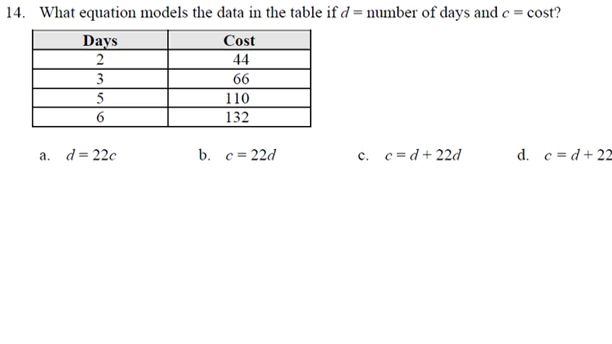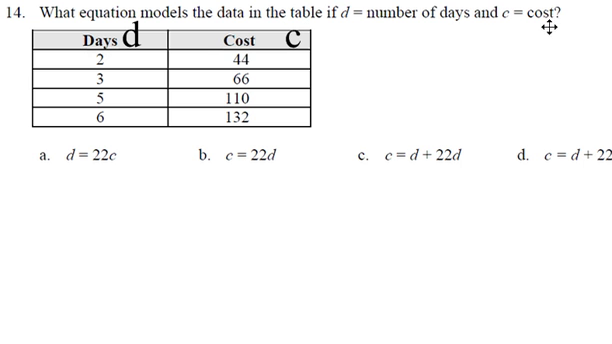Question number 14 is another one of these function questions where they give you a table and they ask you to substitute, or they ask you which function rule is represented by the table. So I'm just going to put D in for days. That's the variable I'm going to use, and C for cost, because the question says D equals number of days and C equals cost.